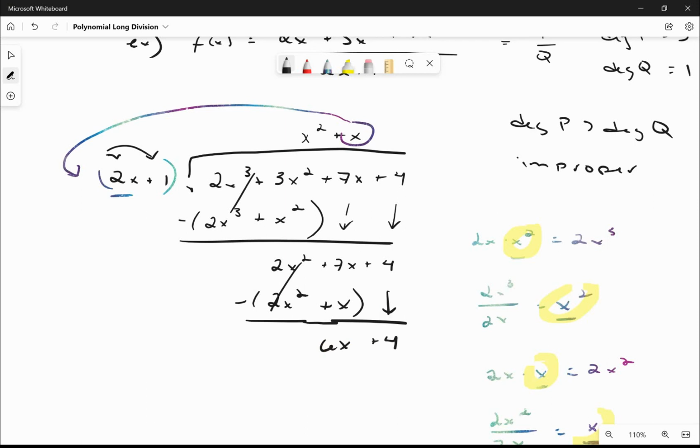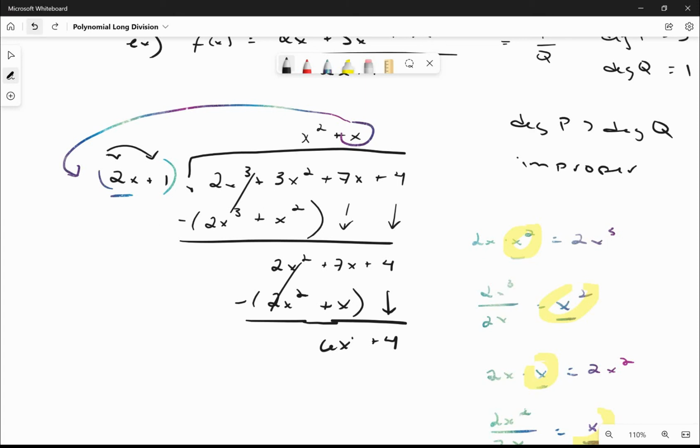So we repeat this process as long as what remains, this new line here, has degree greater than or equal to the degree of the divisor. The degree here is 1, again, it's that invisible power 1.